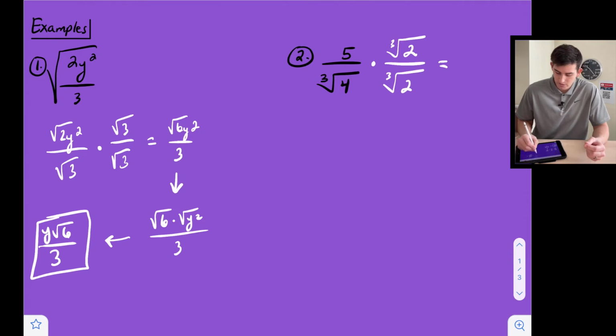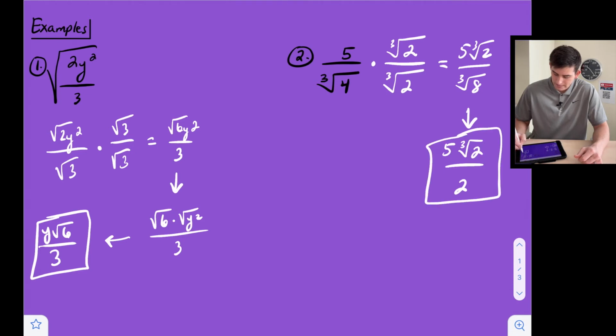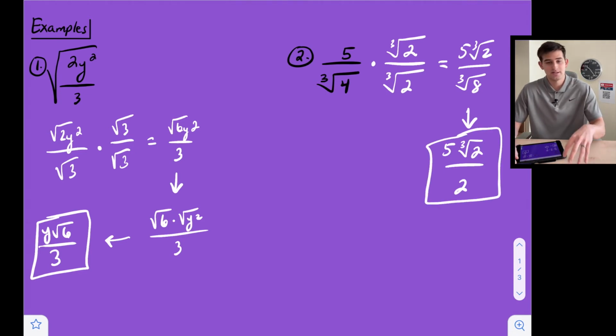When I do that, the cube root of 4 times the cube root of 2, that's going to give me the cube root of 8, which I know simplifies to 2. Cube root of 8 is 2, right? 2 times 2 times 2. So now I look in the numerator and I just have 5 times the cube root of 2, and there's nothing else we can do with that. So I'm going to write that down here, 5 times the cube root of 2, and that would be our final answer.